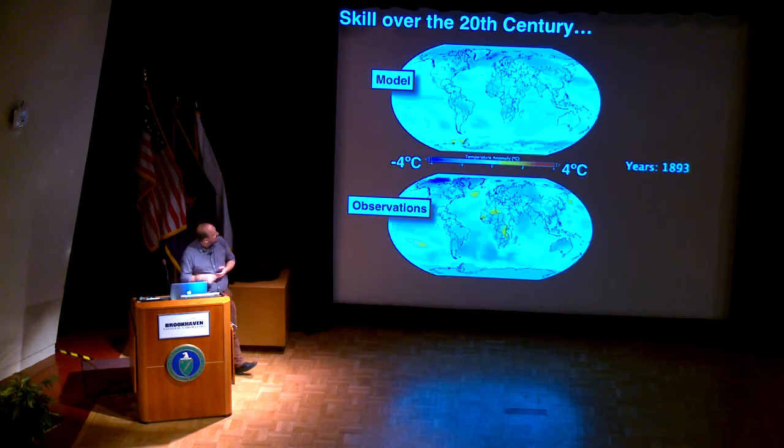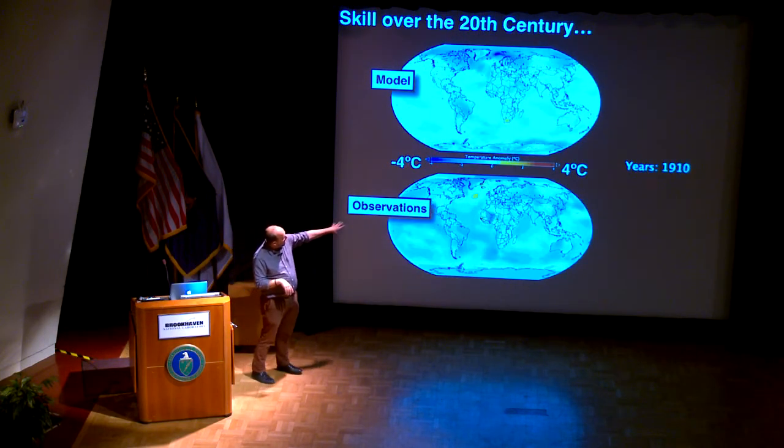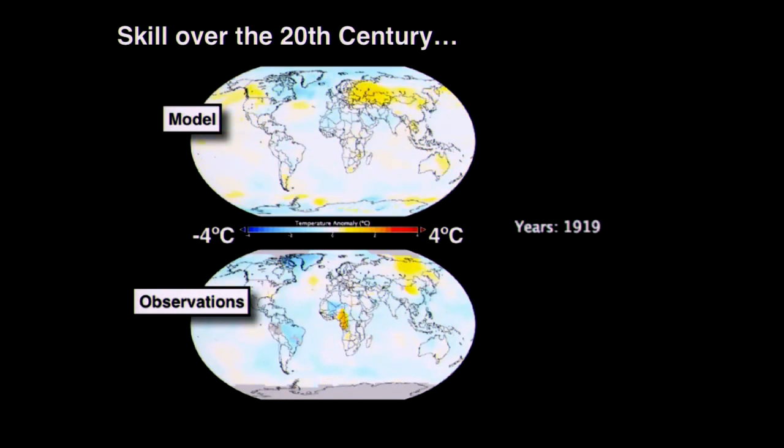You get something like this. So this is the model above here. This is the observations, and this is going through year by year. It's been slightly smoothed so that you don't see all of the variations. But you can see that there's weather. The weather is not correlated from the model to the observations. There's no way to predict weather that far ahead.